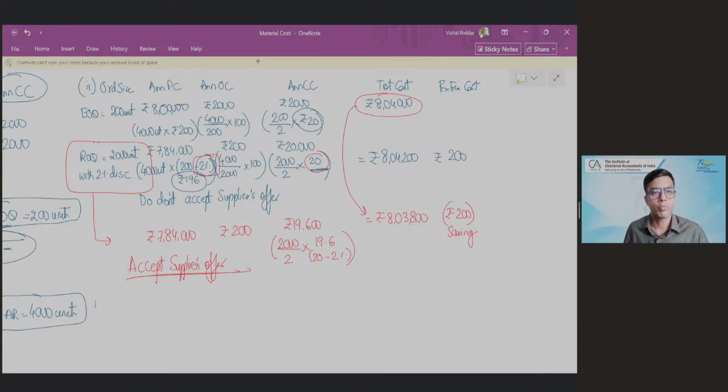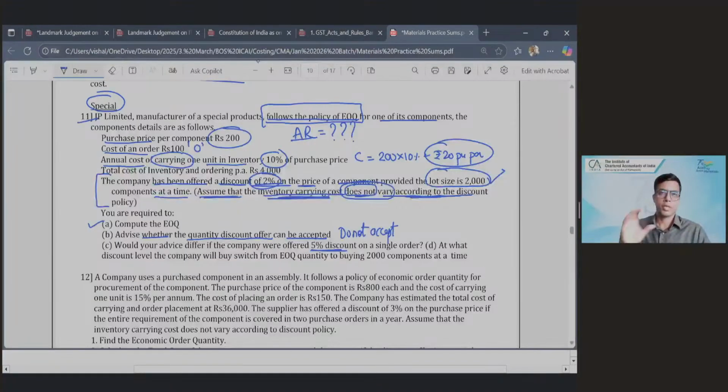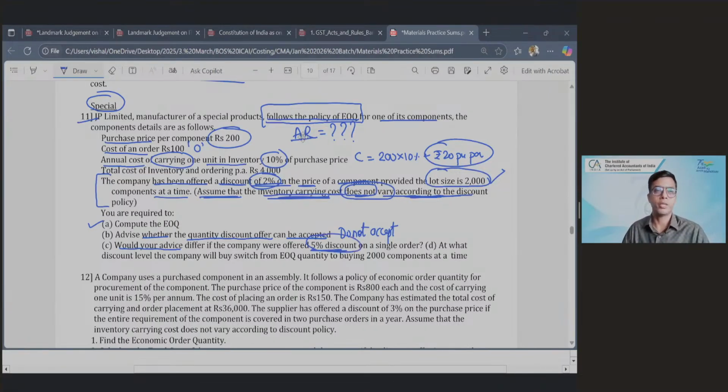Now I go to part 3. Part 3, you can say, is a continuation of part 2. Now in part 2, my answer was do not accept. So we are going by the original question. I just gave that tweaking answer to show you the difference of what will happen if the assumption was different. Now, what would be your advice if the company offered a 5% discount? The supplier's 2% discount, I was not happy, so I did not accept.